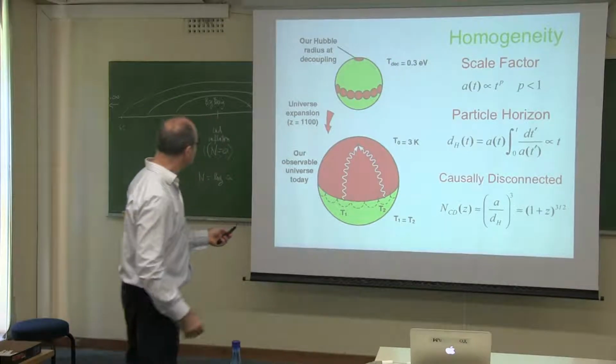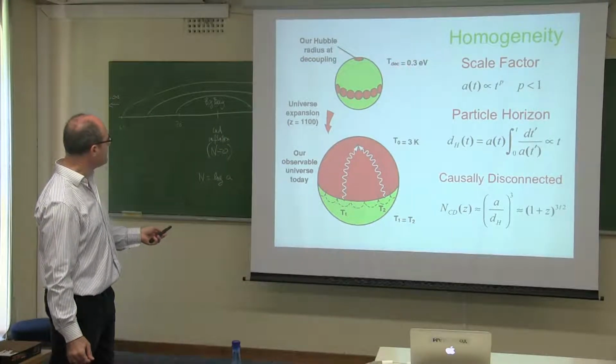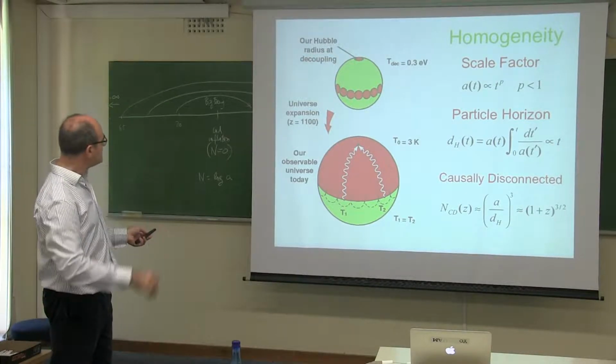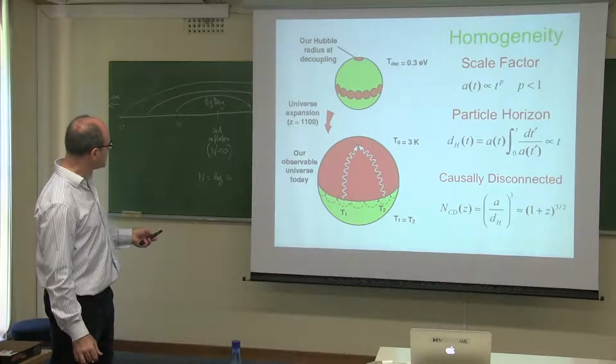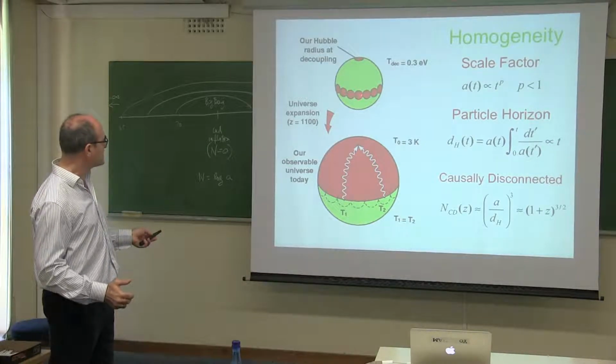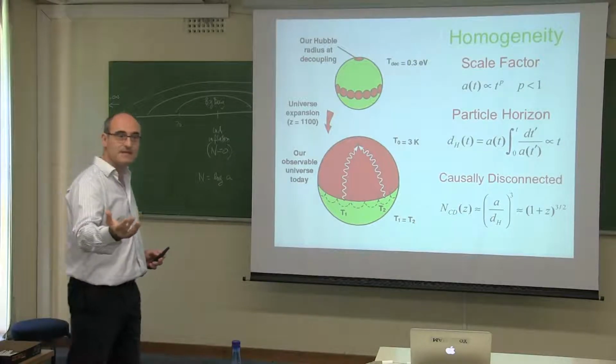So imagine that at the time of decoupling, the universe had a temperature of 0.3 eV. There were many Hubble radii, or horizons, which were, in principle, causally disconnected. All these different patches didn't know about each other. The time had not been long enough for information to go from here to here to tell you, guys, put yourself in the same state as I am.